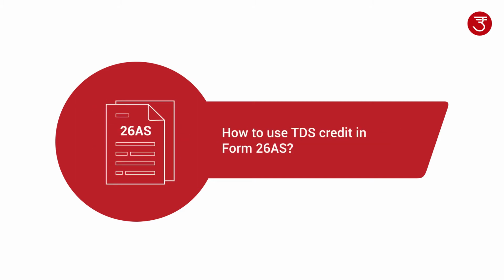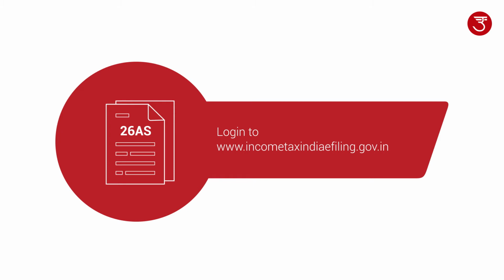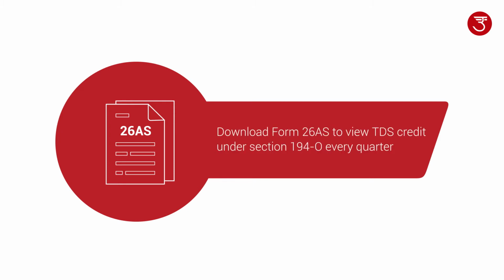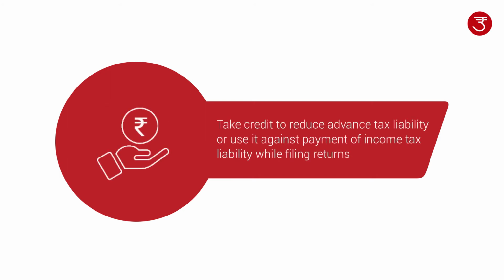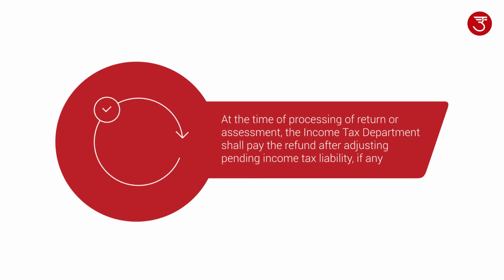Now, let's see how you can use TDS credit in Form 26AS. Log into your Income Tax India e-filing account. Download Form 26AS to view TDS credit under Section 194-O every quarter. Take credit to reduce advance tax liability or use it against payment of income tax liability while filing income tax returns. At the time of processing of return or assessment, the Income Tax Department shall pay the refund after adjusting pending income tax liability, if any.